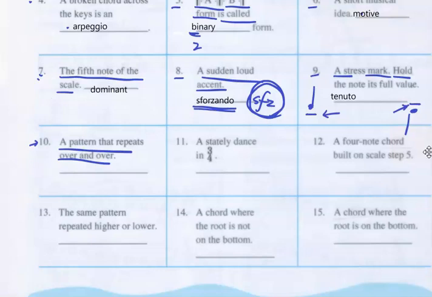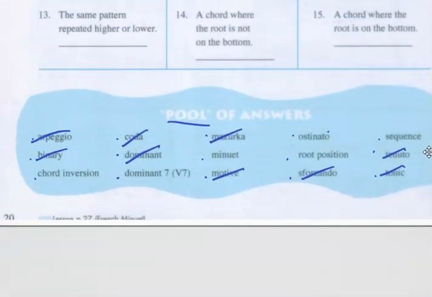Something like this. I just made it up. But there was a pattern which was repeating over and over. That kind of feature in music is called ostinato. Okay, it's called ostinato. Ostinato is here.